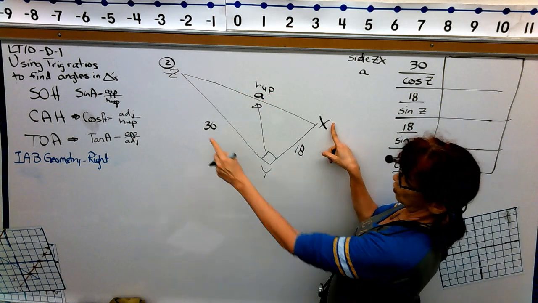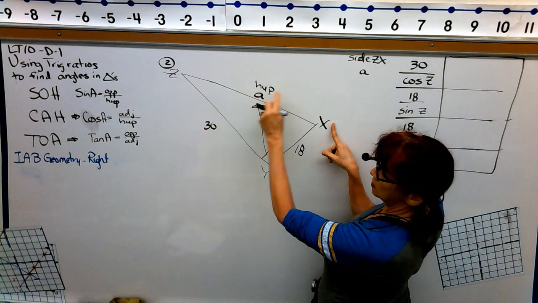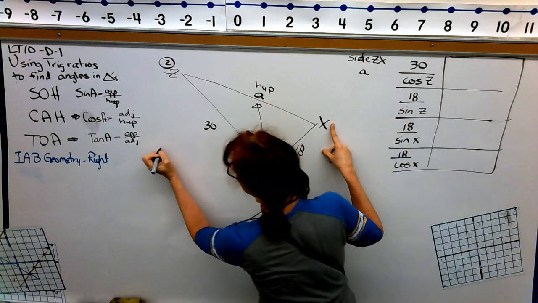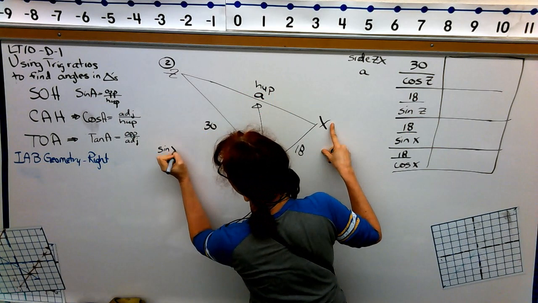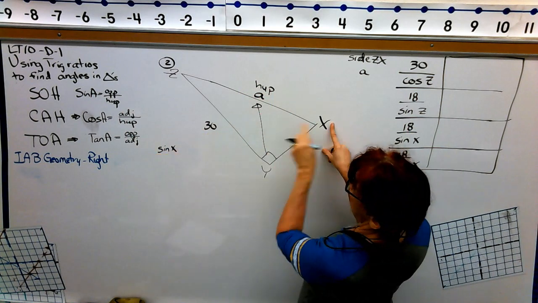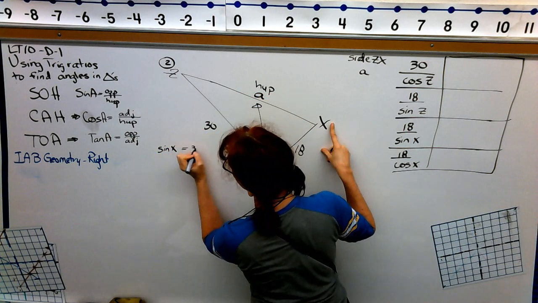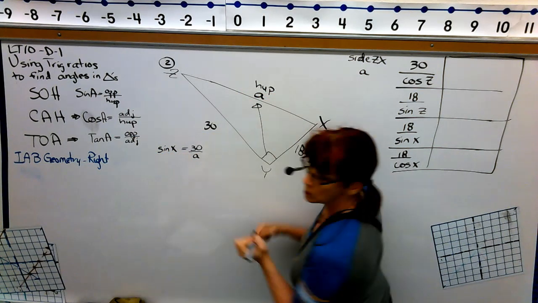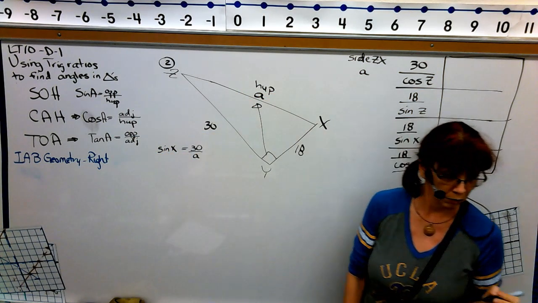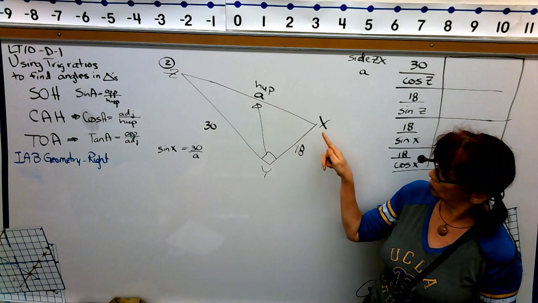So I could say that sine of X is 30 over A. Everyone with me so far? I said we're standing here. This one's opposite, right? Because it's the one that's not attached.